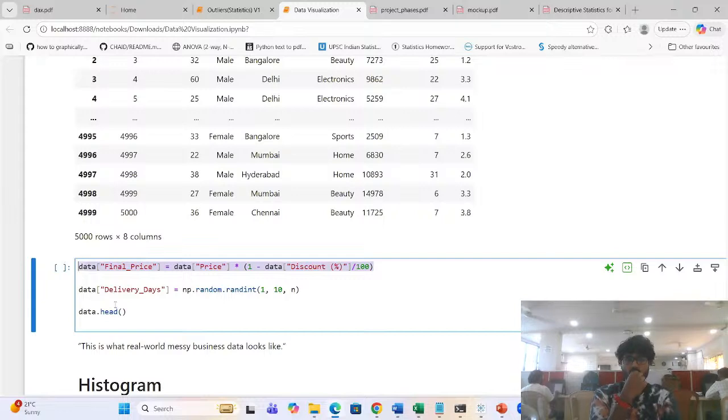After creating the final price, I want to add the delivery days. How many days is it taking to deliver a product? So the delivery days from 1 to 10, like 1000.